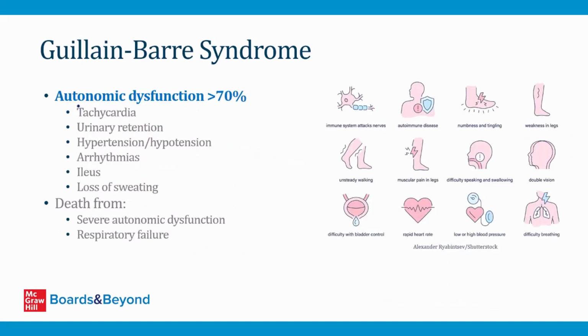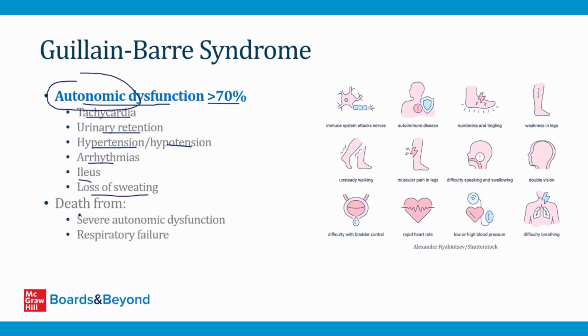So I mentioned this earlier, but peripheral autonomic neurons can be affected in Guillain-Barré syndrome, and this can lead to autonomic dysfunction. This is seen in about 70% of patients. So this includes things like tachycardia, urinary retention, hyper or hypotension. You can see arrhythmias in this disorder and even sudden cardiac death. There can be GI ileus and there can be loss of sweating. All these things are related to loss of function of autonomic neurons.